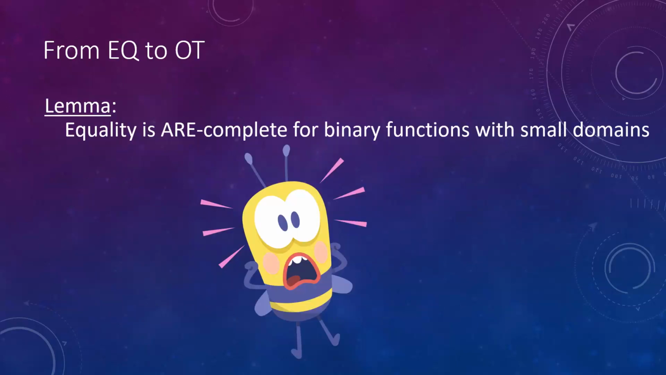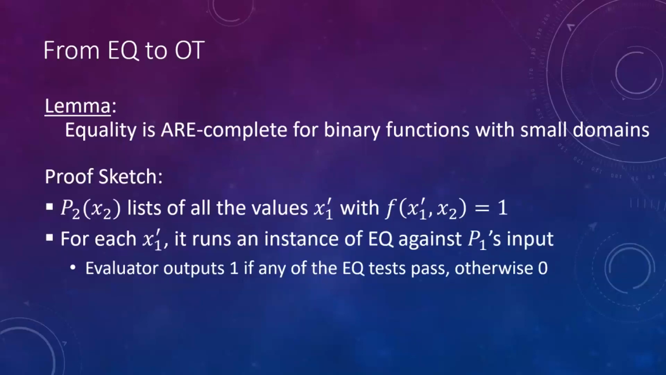And the next thing we want to do is show a protocol for oblivious transfer, but actually we do better than that. We show that equality is ARE complete for binary functions with small domains. Every function whose output is 0 and 1 and the truth table is small enough, you can compute using equality. Technically, it's the easiest lemma in the paper, but somehow as a statement, it's a very surprising statement. So this is how you do it.